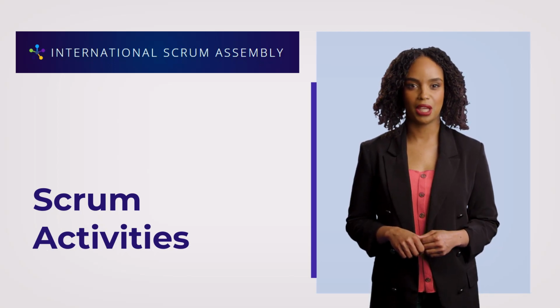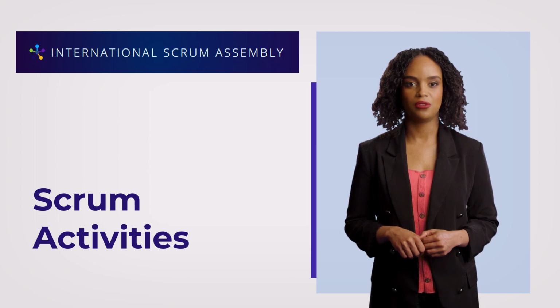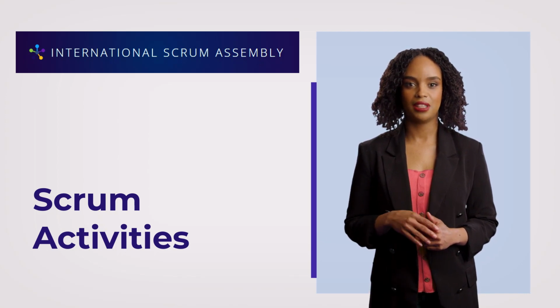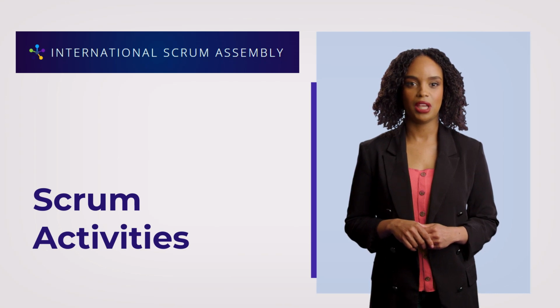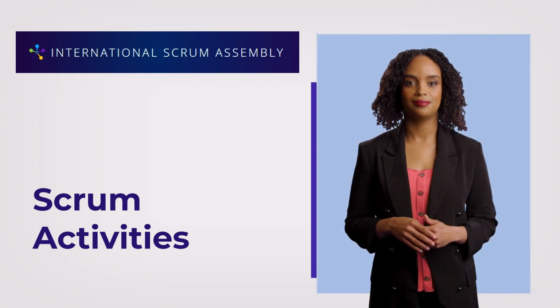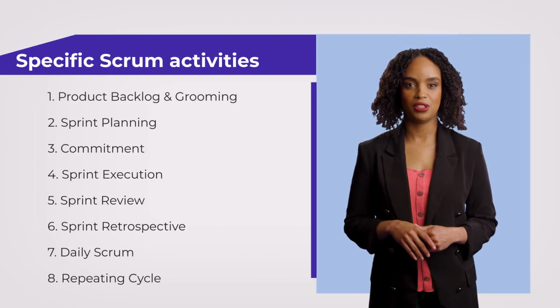Scrum framework is implemented through a well-defined set of events and activities. 8 specific Scrum activities will be examined in this chapter. As you can see on the list, we will talk about these activities in this chapter.